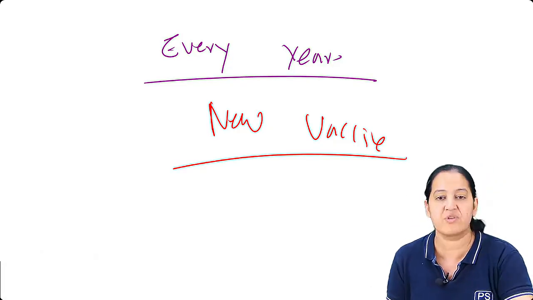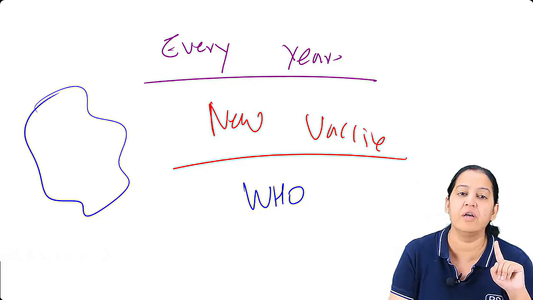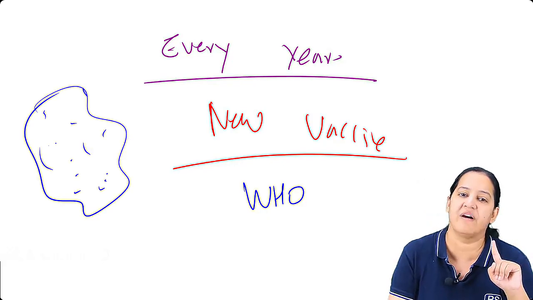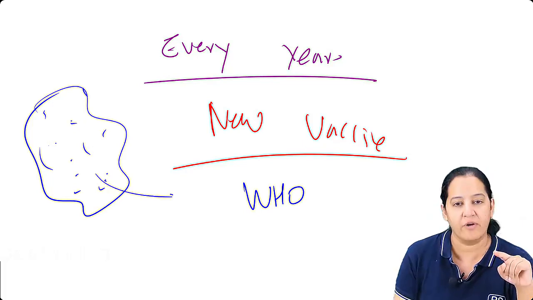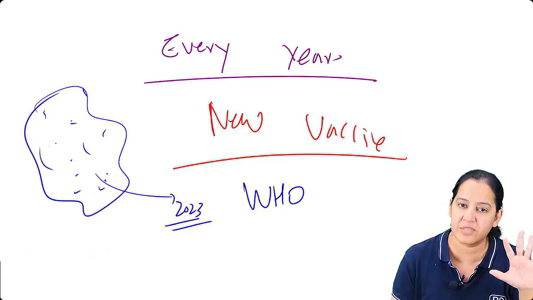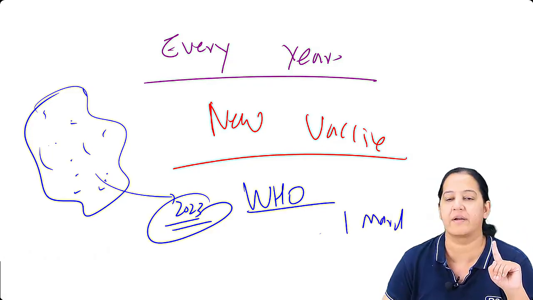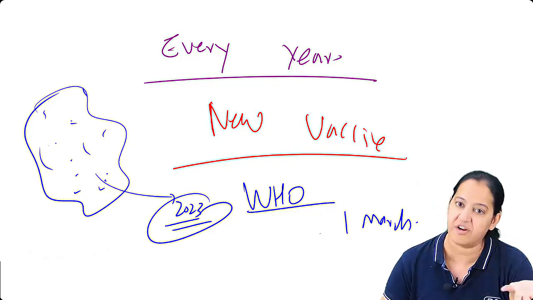Who declares the strain? WHO. WHO declares the most common strain of the influenza virus in the entire world for that particular year, for example 2023. So for the most common strain in 2023, WHO will declare it, and every year the new vaccine comes on 1st March. So you should vaccinate yourself after March, right?